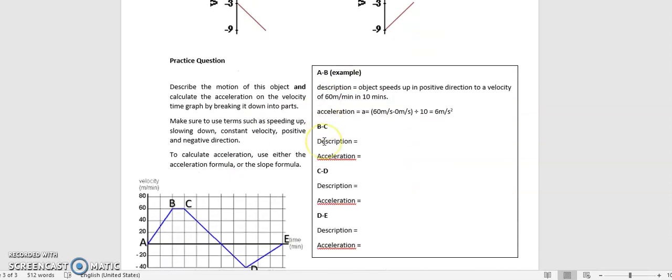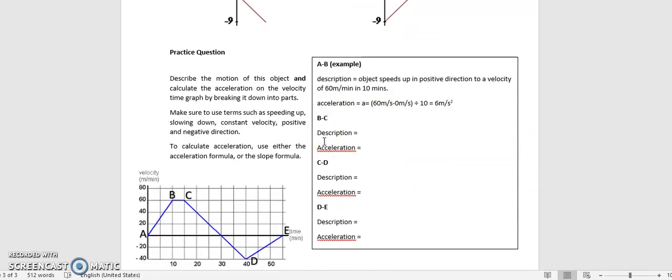Okay, so I have a practice question down here for you. We're going to do it based on this graph here. It says describe the motion of the object and calculate the acceleration. Like we talked about before, you can use the slope formula or the acceleration formula that you've been working with. They equal out to the same thing, but if slope makes more sense for you on a graph, then please use that. If acceleration makes more sense, then please feel free to use that as well.